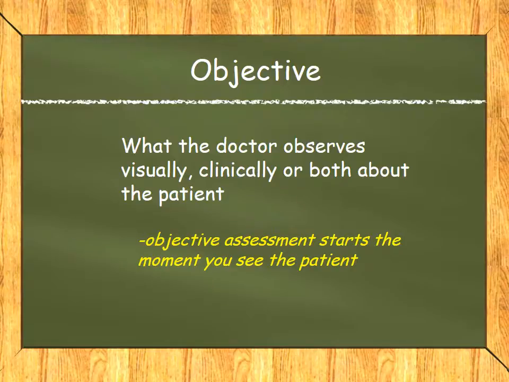Okay. Objective: what the doctor observes, both visually, clinically, or both, about the patient. And we talked about this, okay? Like I say, we went down a gravel road, we got back on the hard surface road again. At the moment you see the patient, and I tell students, you go out and get your patient, say, third door on the right, step a few steps behind them and watch them walk. Observe them from the moment you start interacting with them, okay?